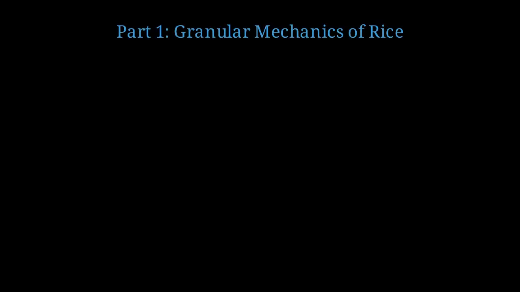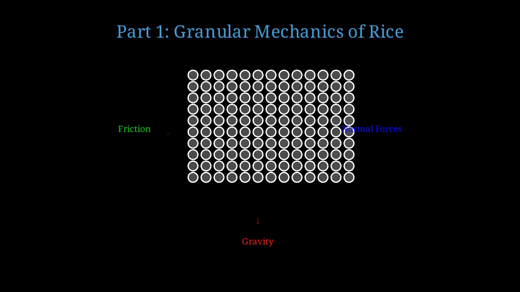Consider a pile of rice grains. Each grain has dimensions on the order of 5 to 7 millimeters in length and about 1.5 to 2 millimeters in diameter. In a pile, each grain experiences gravitational force downward, normal forces from neighboring grains, and frictional forces at contact points. The angle of repose, typically 30 to 35 degrees for dry rice, reflects the balance of these forces.